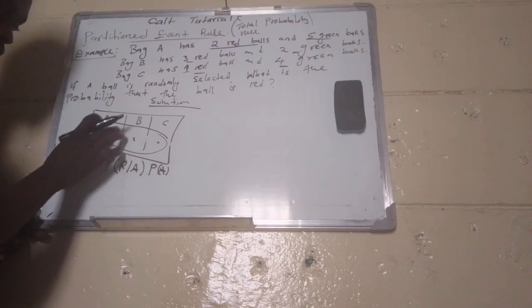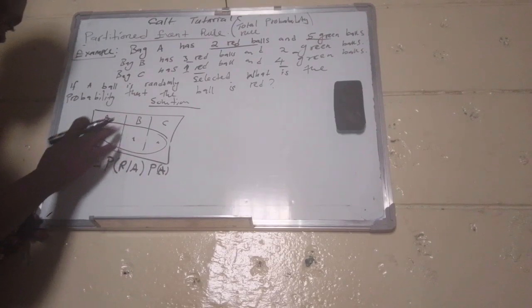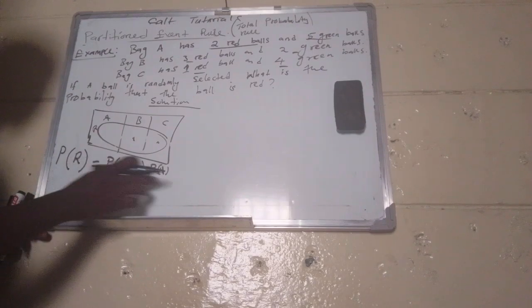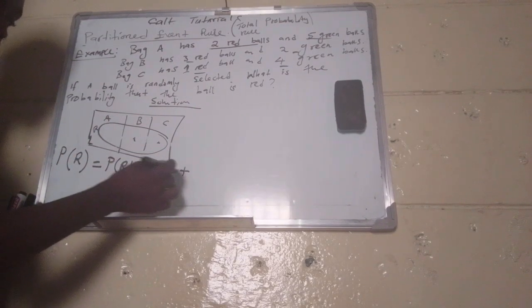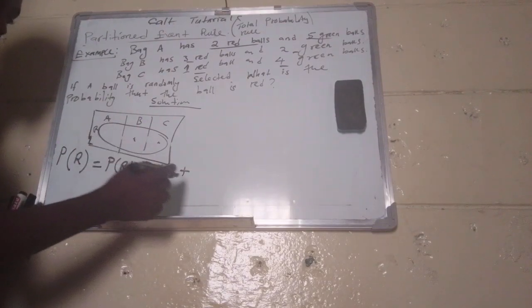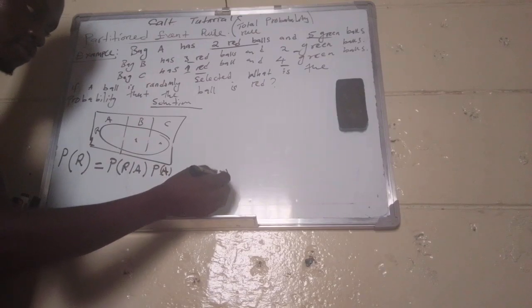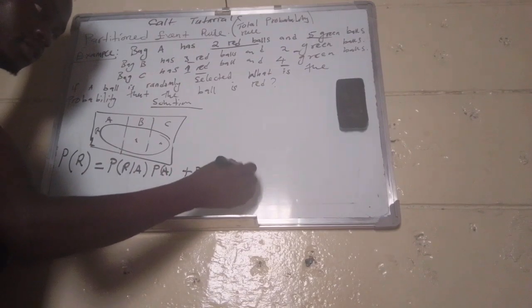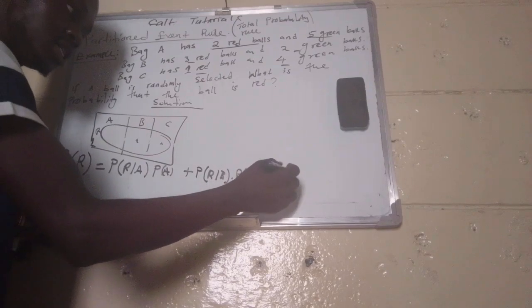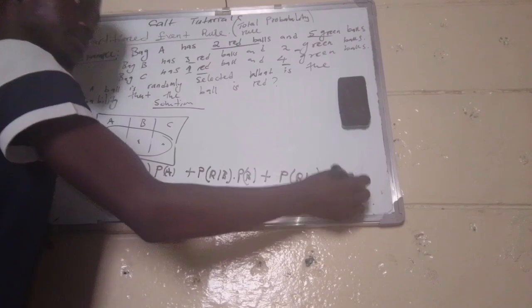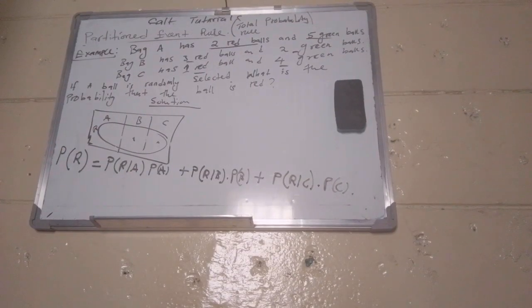This is the probability of R intersection A, this part. But we want all the possible outcomes of picking a red. That is why it is called total probability, because we're going to sum up. The first is considering A, the other is given that it is coming from B multiplied by the probability of B, plus the probability of red given that it is coming from C multiplied by the probability of C.